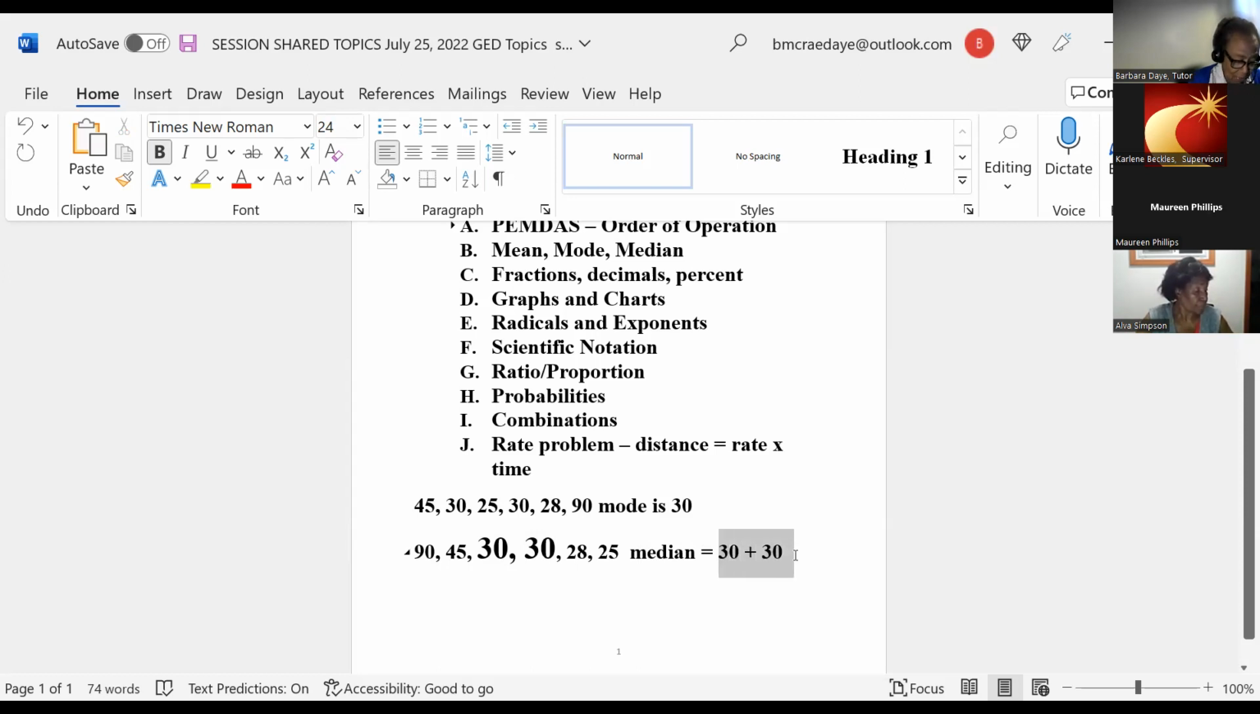Very good. See, that one you could just see it, right? And you divide it by 2, because that's what happens when you have an even number. When you have an odd number, you have just one item in the middle.